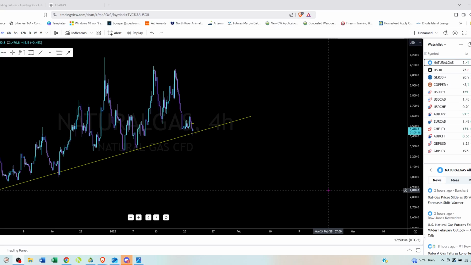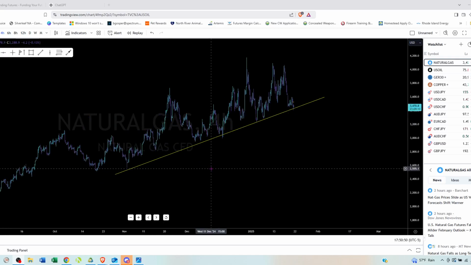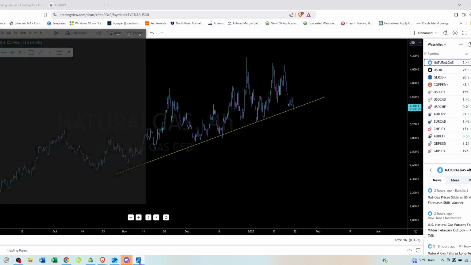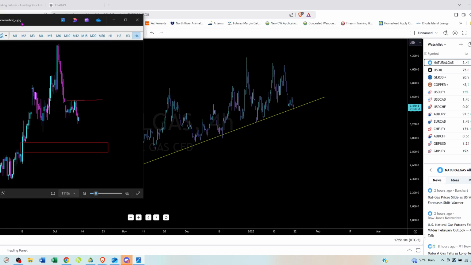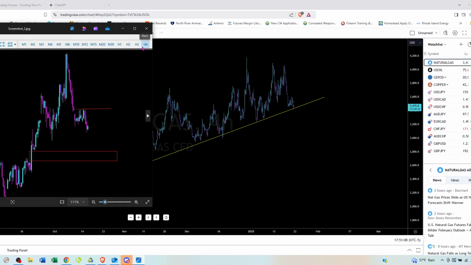And that's natural gas. So this is the CFD chart. This happens to be the 4-hour chart, and you can see we've maintained this trend line pretty well here. You can see we're right back at it again currently. Now, if I took a screenshot of my futures chart, here's the 4-hour futures chart. This is the March contract. This is a screenshot, and you can see this one looks completely different.